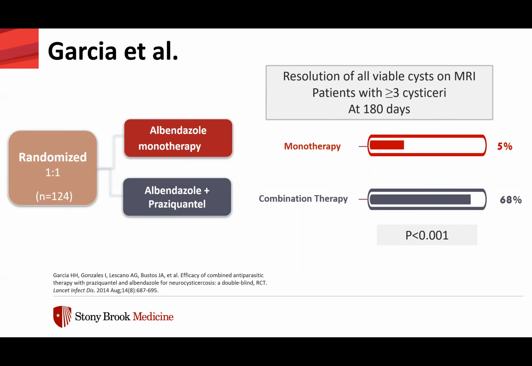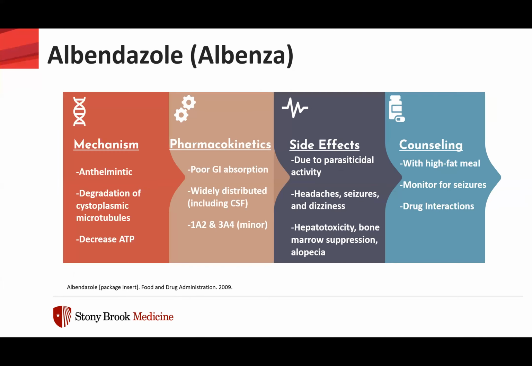When they looked at the outcome of resolution of all viable cysts on MRI at 180 days, specifically in patients that had greater than 3 cysts, they found that 68% of patients who received the combination therapy had resolution of all viable cysts, in comparison to only 5% of patients who just received albendazole. And this was statistically significant. So this is really an example of what's driving that recommendation of more than 2 cysts. It's recommended to use dual antiparasitic therapy.